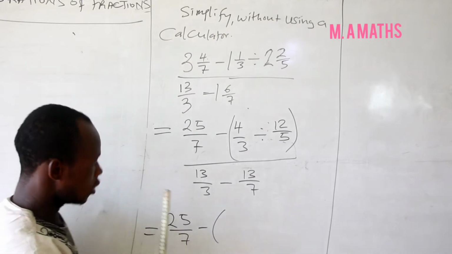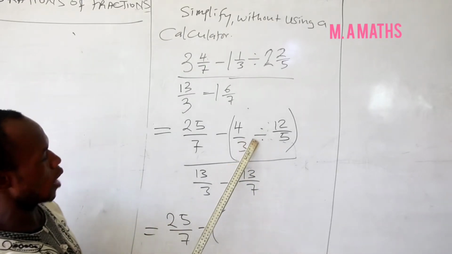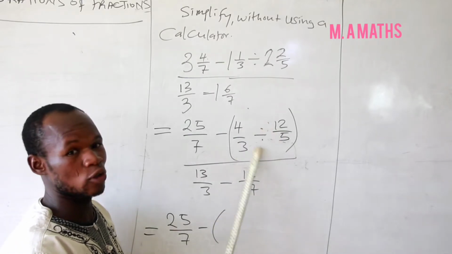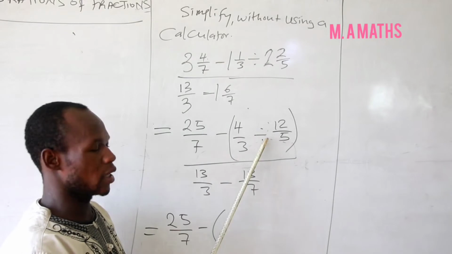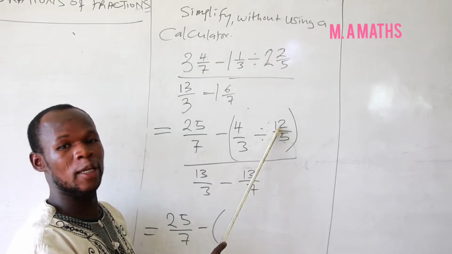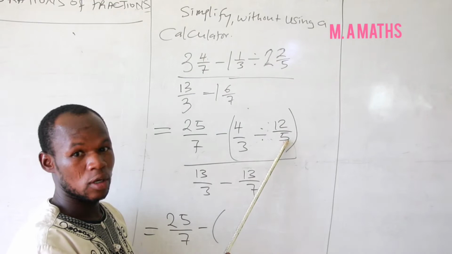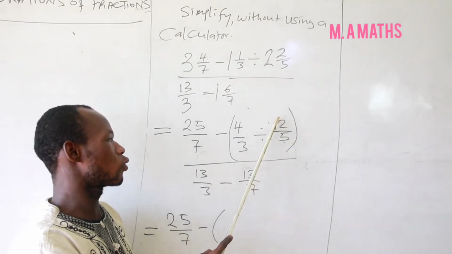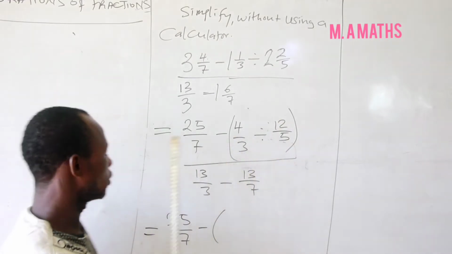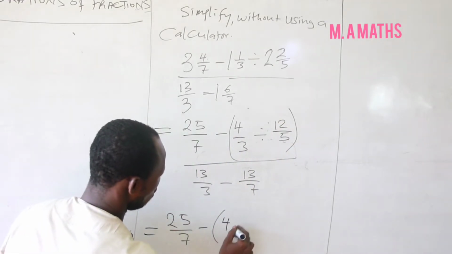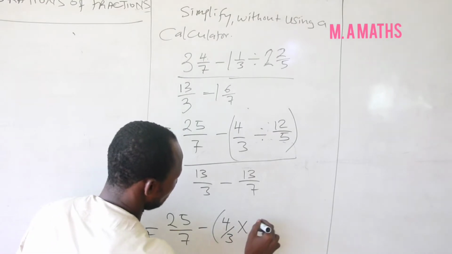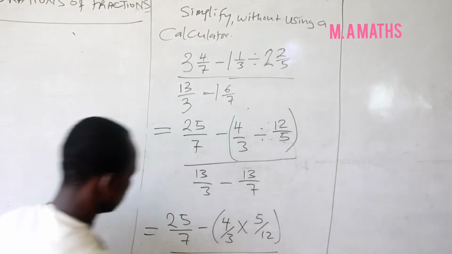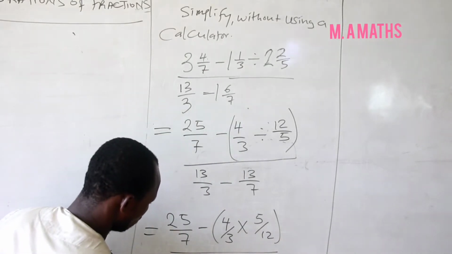minus. For a question like this, dealing with this one, we change the division sign to multiplication, and we reciprocate the second fraction. That means the 5 becomes the numerator and the 12 becomes the denominator. So this will give us 4 on 3 multiplied by 5 on 12, all over 13 on 3.